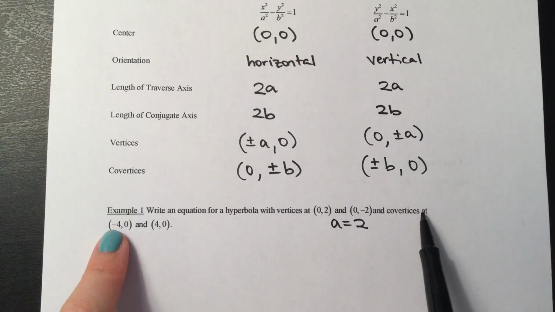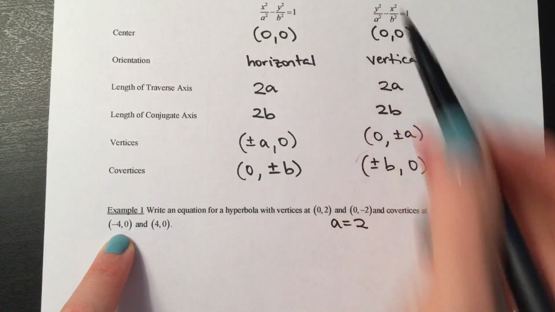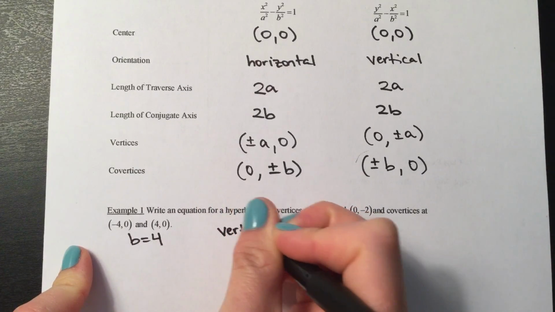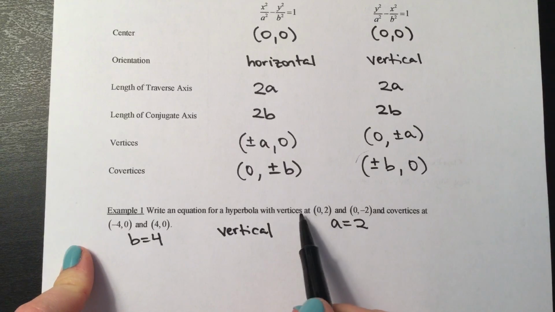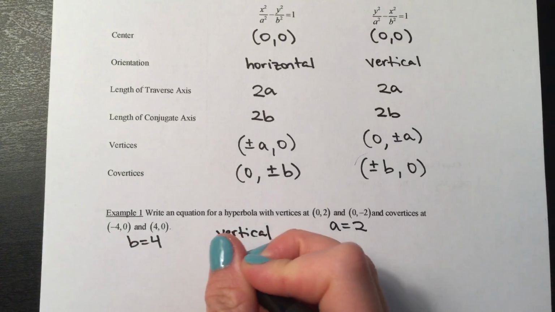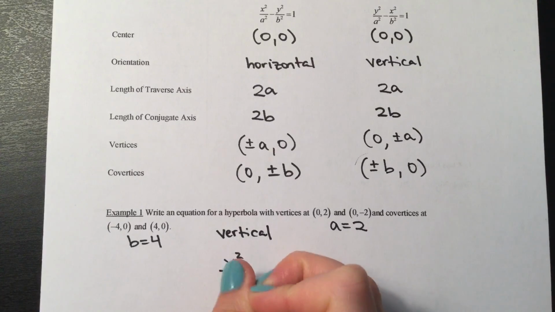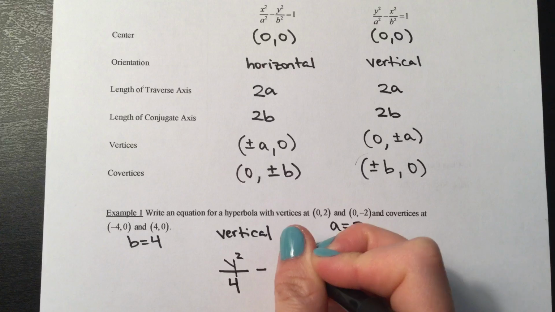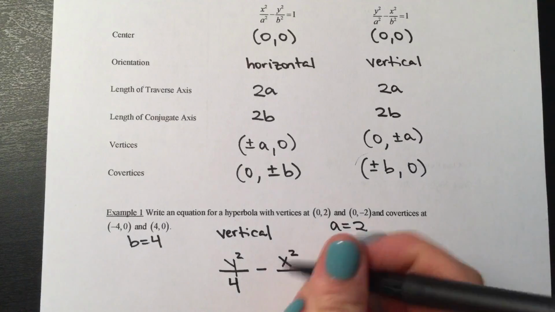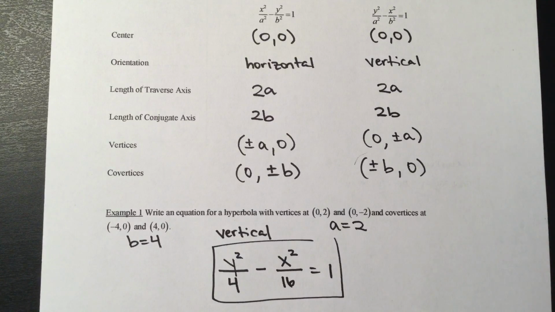And then co-vertices at plus and minus 4, 0. So that's this right here. Again, vertical. So this means that B is 4. And then we know that this must be a vertical hyperbola, again, just because my vertices go up and down and my co-vertices go left and right. That makes it vertical. So vertical, I have y squared over, and then the number of units up and down is 2. 2 squared is 4. Minus, and again, since it's vertical, the x squared goes second, over how many units left and right? 4. 4 squared is 16, and then we always have equal 1. So that's our equation that we use for that one.